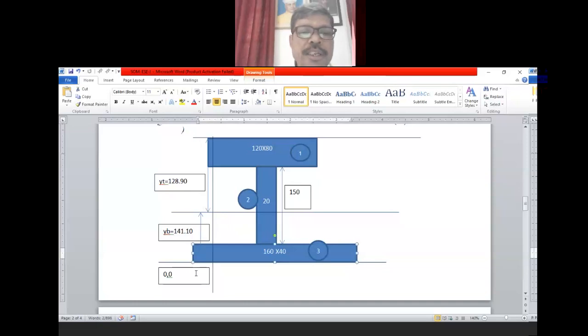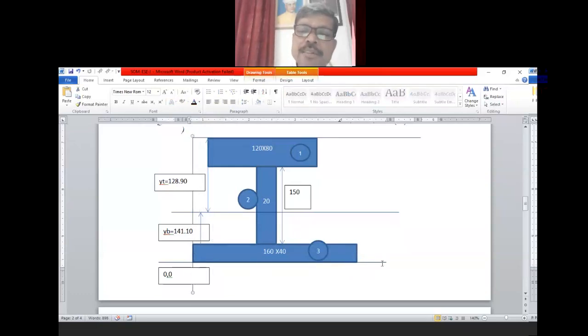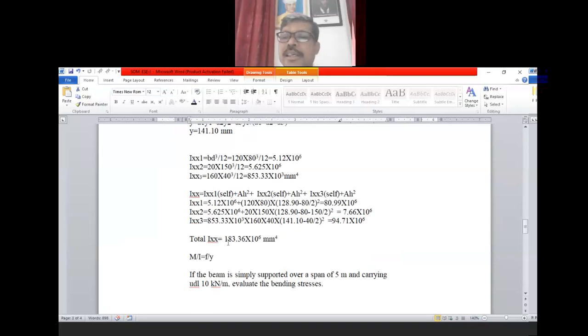We have initiated the 0, 0 axis at the last corner from this side, and this is the datum line. If you see this line here, this is the outermost fiber of the beam, and this is the leftward fiber of the beam. Here we have taken 0, 0, and we have measured from the bottom all the CGs, and calculated the moment of inertia, and we got the correct answer. I think yesterday Miss Hedau got the same answer, 183.36 10 raised to 6.